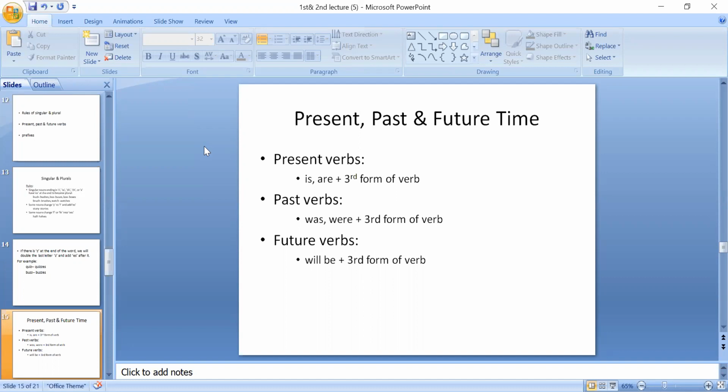Okay, present verb. I'm going to tell you about helping verbs which are used in present tense, helping verbs which are used in past tense, and helping verbs which are used in future tense. So for the present, I will tell you about the helping verbs which are used in present tense: is and are. These two helping verbs are used in present tense, and there will be the third form of verb. When we use is, are in present tense, we add the third form of verb.